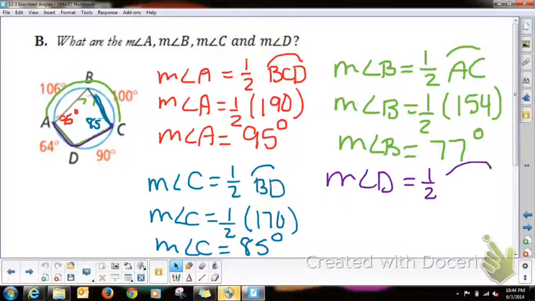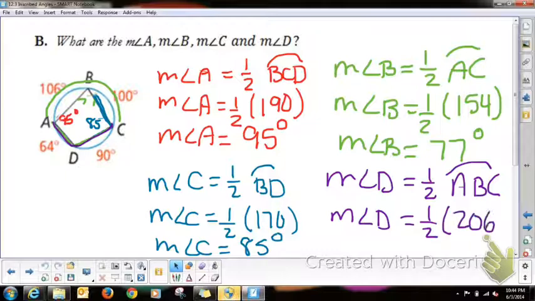And so in this case, it's a major arc, A, B, C. So the measure of angle D is equal to 1/2 of 106 plus 100, which is going to give me a sum of 206. So the measure of angle D is equal to 103. So now I have 4 angles, and they should all together equal 360 degrees. 95 and 85 is 180, and 77 and 103 is 180, so it does. It equals 360. So I know I'm right because it's a quadrilateral, right?